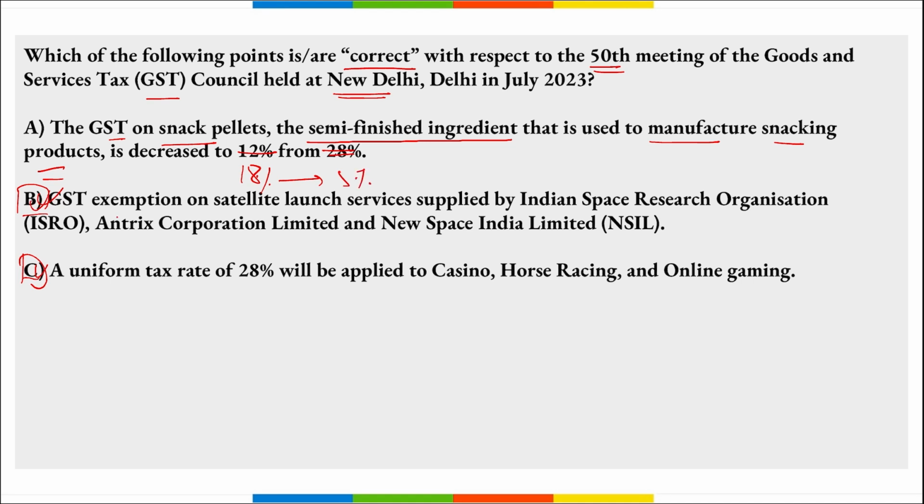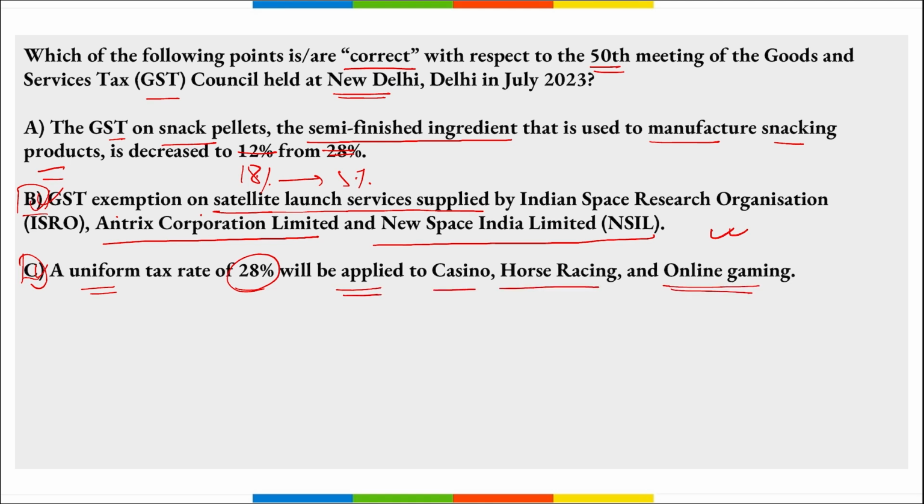Correct? And if we look at option B, GST exemption on satellite launch service supplied by ISRO, Antrix Corporation Limited and New Space India Limited. So yes, it is right, GST exemption is there. Then a uniform tax rate of 28% will be applied to casino, horse racing and online gaming. So yes, option C is also right. A 28% tax will be applied on these platforms.